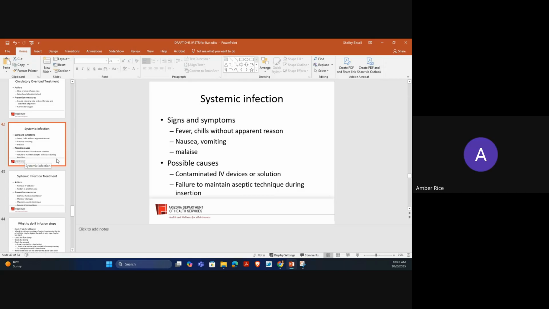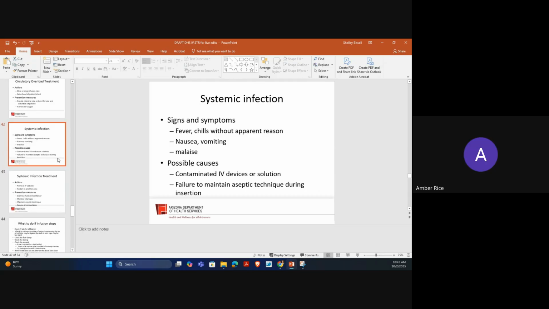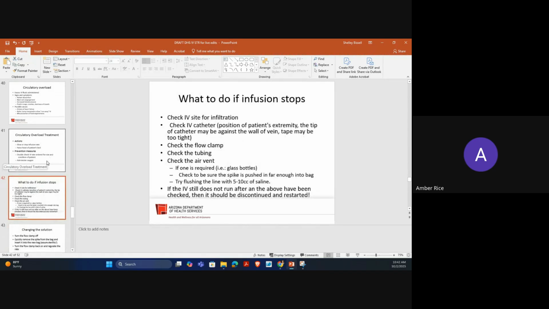So you think we can ditch systemic infection as a complication? I'm okay with it. I do. Okay, so maybe delete the next two slides, Shelley, the systemic infection slides. Okay. 42 and 43. Yeah. Just to simplify it a bit.